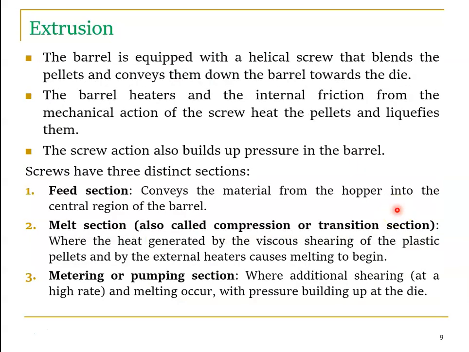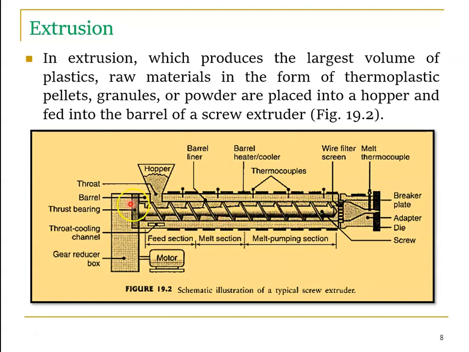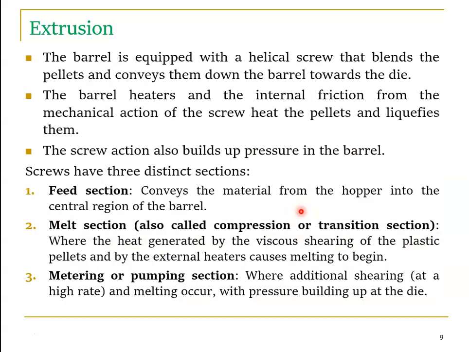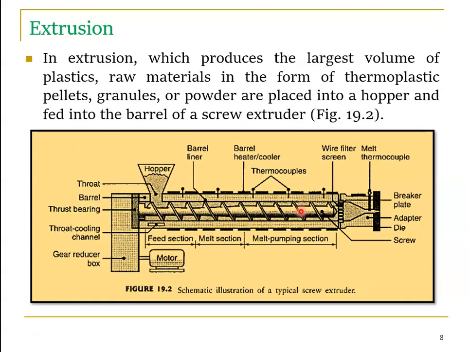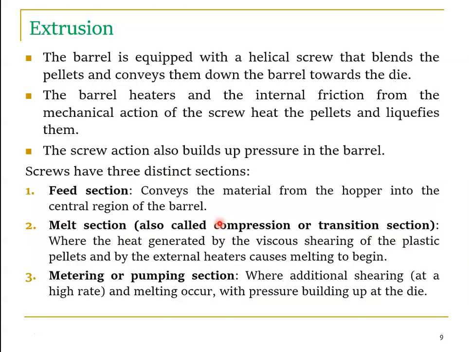The barrel is equipped with a helical screw. This is one of the helical screws that blends the pellets and conveys them down the barrel towards the die. The barrel heats, and the internal friction from the mechanical action of the screw heats and liquefies the pellets. With the help of barrel heating as well as friction heat, the raw material is converted to a fused state. The screw action also builds up the pressure in the barrel, so at the same time pressure is increased.